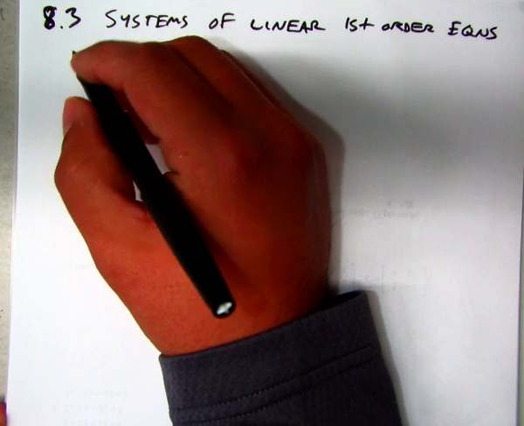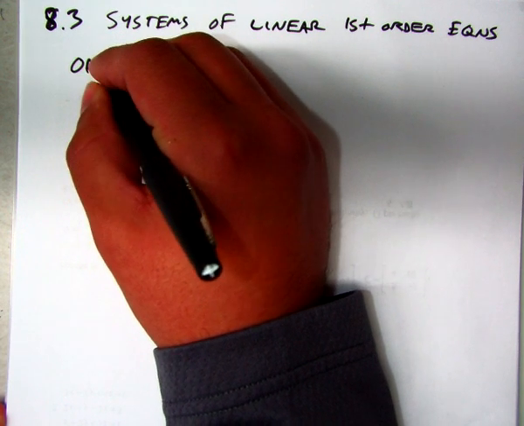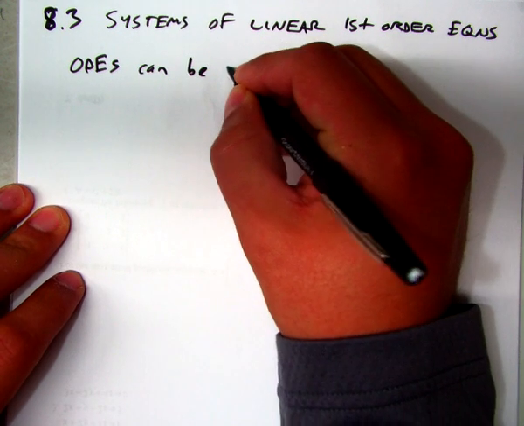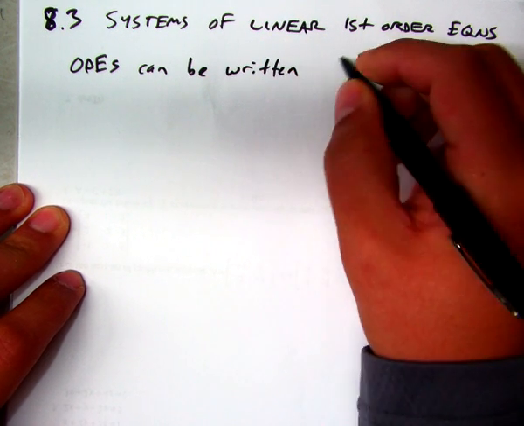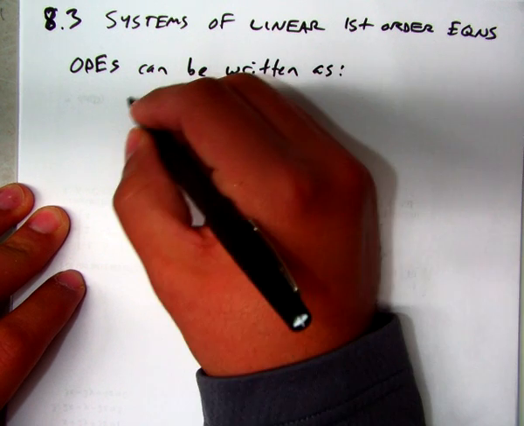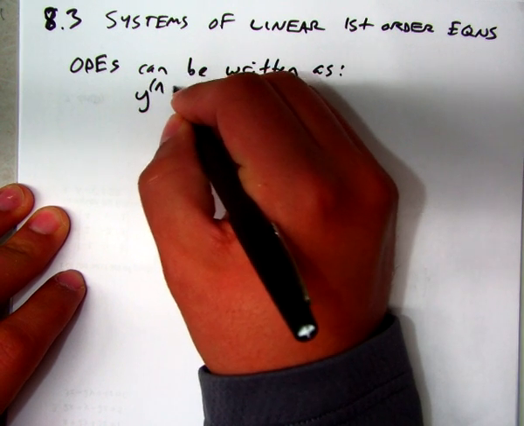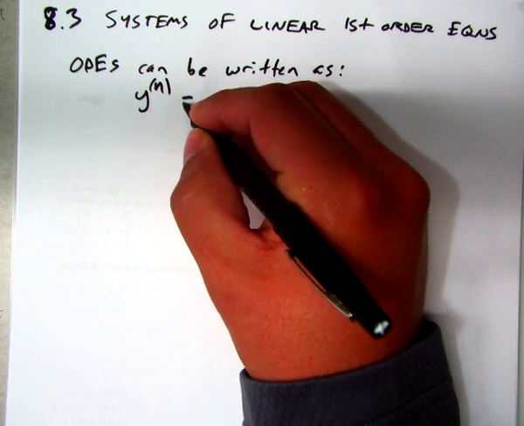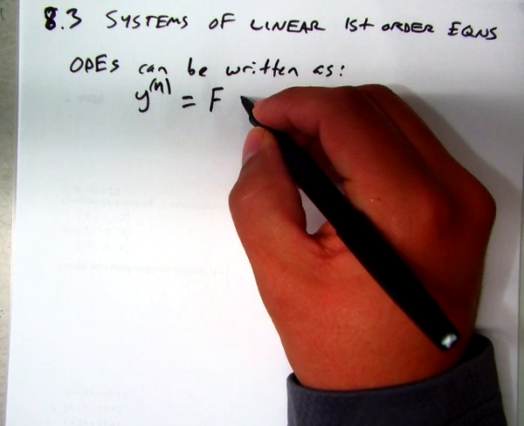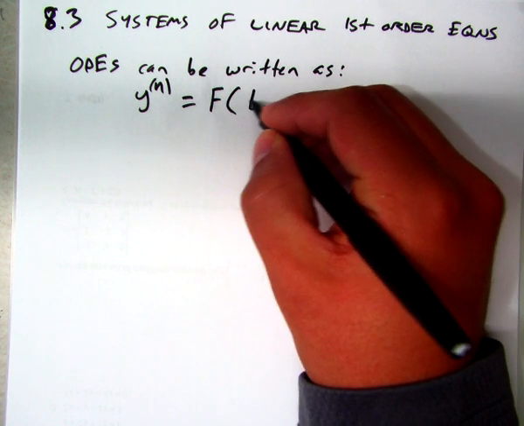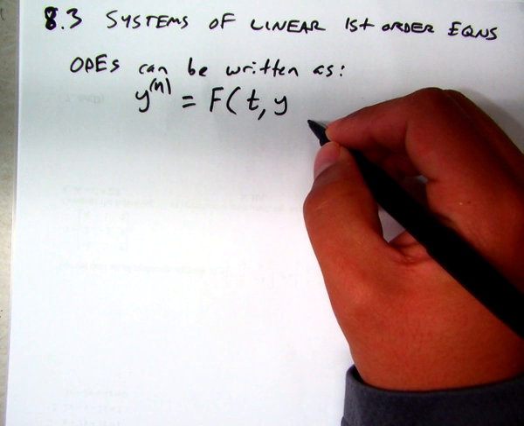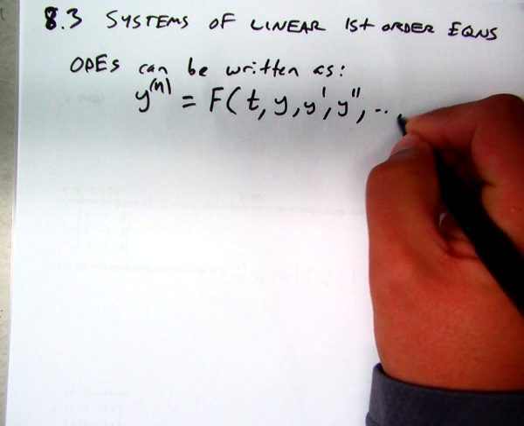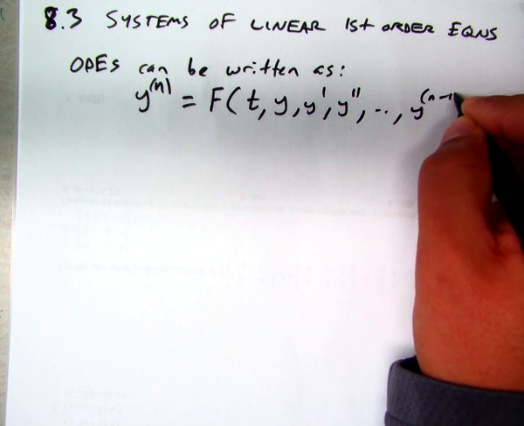You guys already know that ordinary differential equations can be written as: isolate the highest derivative. So let's say it's the nth order derivative. And then the rest would just be a function of whatever independent variable we have and all the other derivatives. So y, y prime, y double prime, and so on, up to the n minus first derivative.